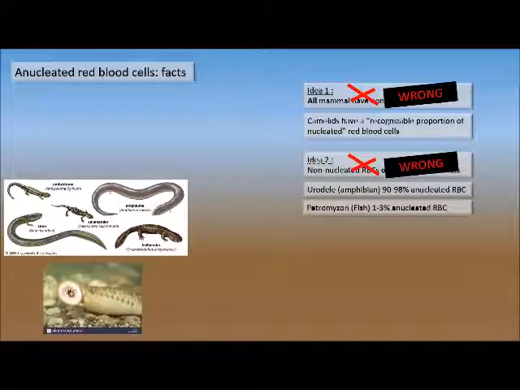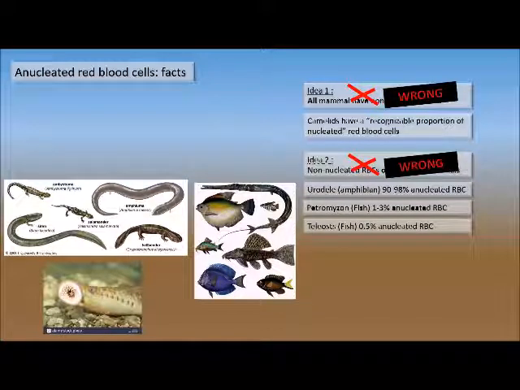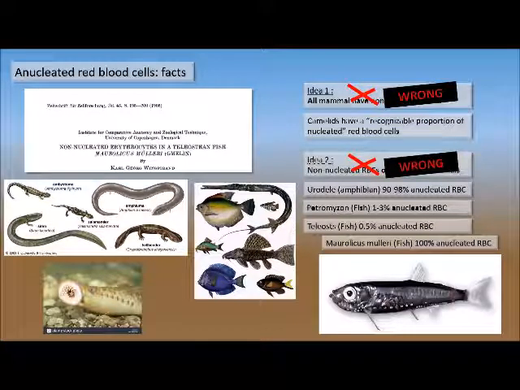This little nasty fish with a lot of teeth here has up to 98% anucleated red blood cells. This one, 1 to 3%. Those guys, 0.5%, but it's still something. And this little fish here was reported in that paper from 56 to have 100% anucleated red blood cells. So no, not only mammals have anucleated red blood cells. Okay, that's for the discussion.